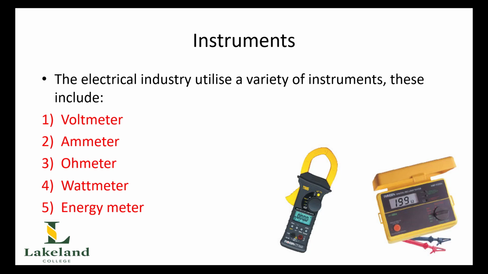Pretty straightforward, a voltmeter measures volts. An ammeter measures amps, that is electrical current. An ohmmeter measures ohms, that is electrical resistance. A wattmeter measures watts, that is electrical power, and an energy meter measures joules. However, in the electrical industry, we don't use joules very much, we use kilowatt hours. So that's what we typically have for energy meters. These are the variety of instruments that you're most likely to come across in your power engineering careers. There are some other ones, for example power factor meters, but we'll mention those later.